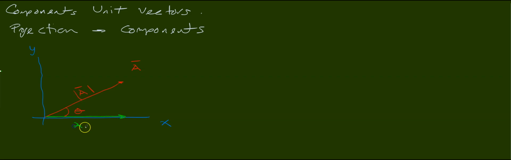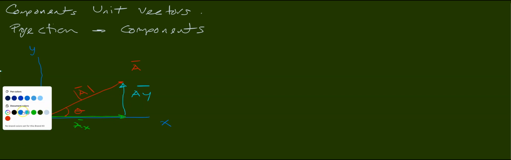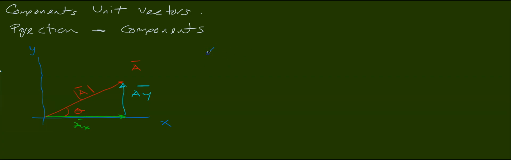and this is going to be my x component of the vector A, and then we will also have a vertical component, which is parallel to the y-axis, which I'm going to call AY, and this is also a vector. So you see, this is a vector AX, this is a vector AY. Like all good vectors, if I add AX vector plus AY vector, I'm going to get a third vector, which is my vector A.